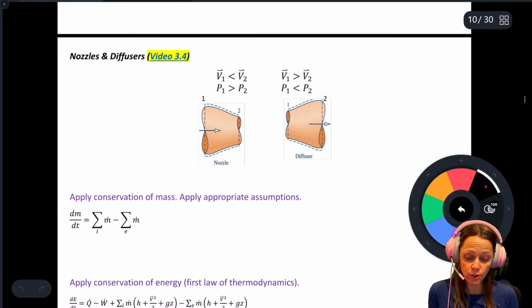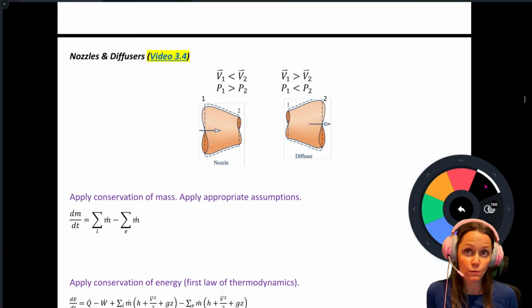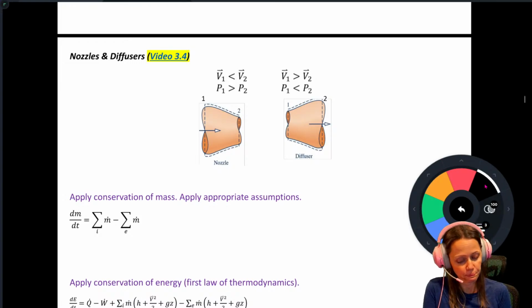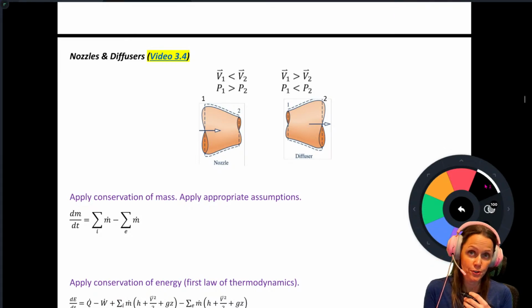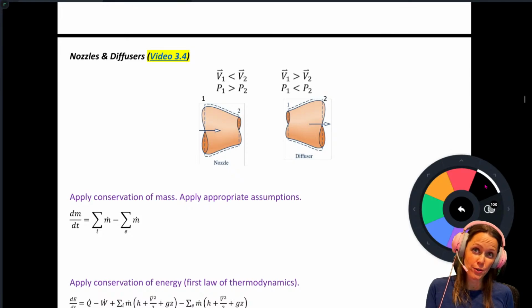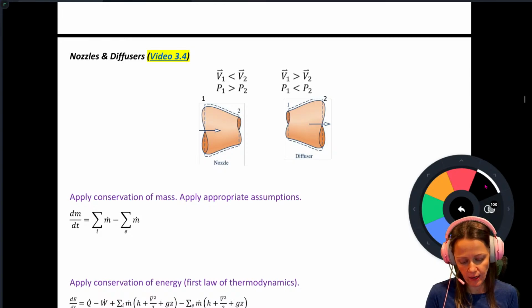So we're moving on to nozzles and diffusers. Hopefully this is going to be the second time that you've seen all this. If you haven't watched it yet, make sure you watch video 3.4. With a nozzle, your kinetic energy, your velocity, is going to speed up from the inlet to the outlet, and your pressure is actually going to drop. That sounds a little bit counterintuitive, but if you watch the video, we walk through why it is the way that it is.